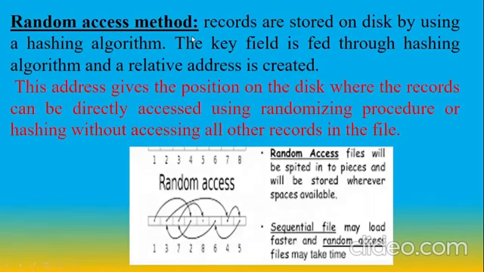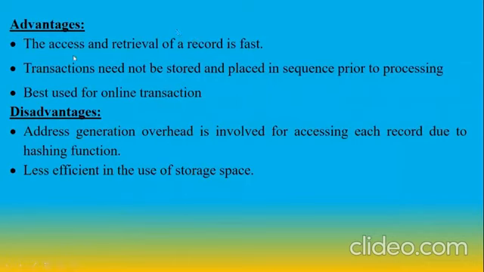Now let us see the advantages of random access method. The access and retrieval of records is fast, so we can access the data directly from the device. Transactions need not be stored and placed in sequence prior to processing. There is no need to store the files in sequential order, so we can store the files in any order anywhere, but we can access them directly. And it is best used for online transactions.